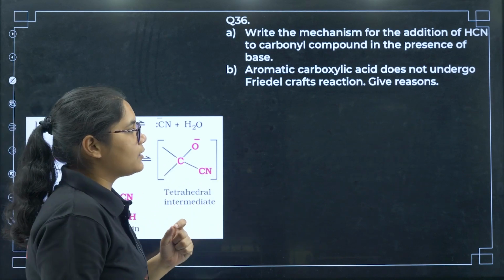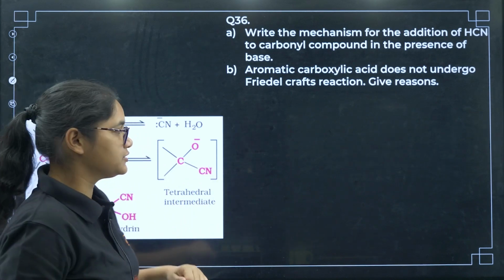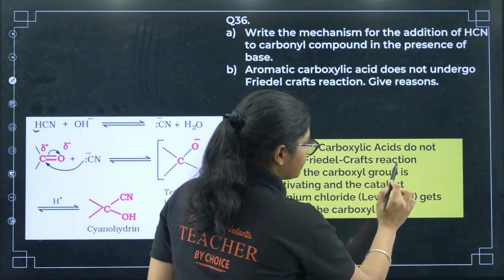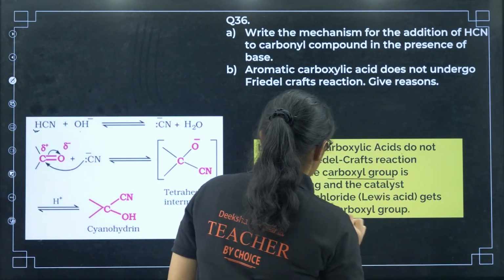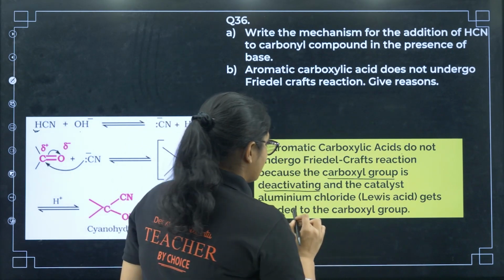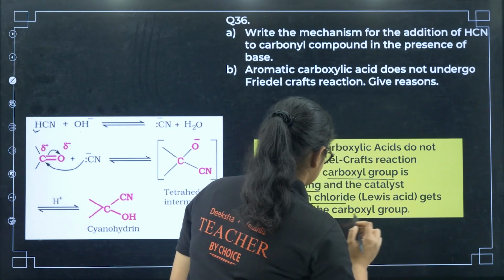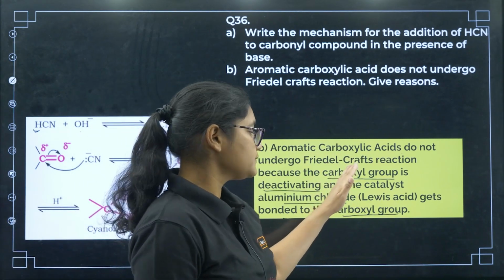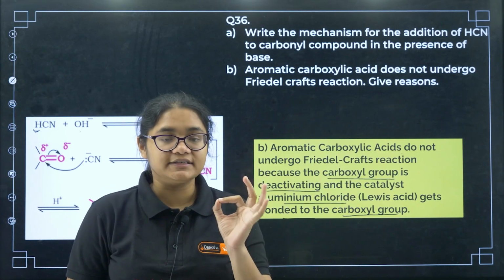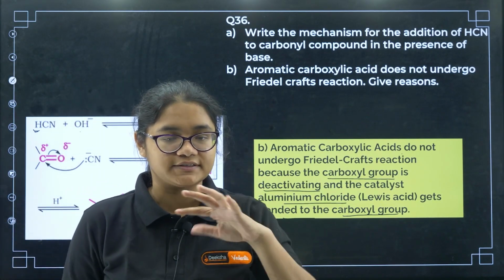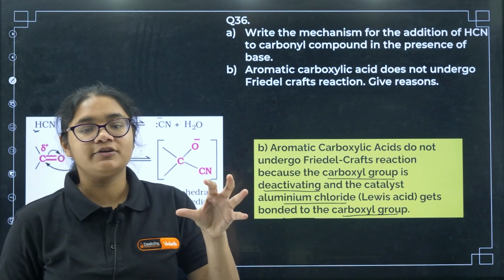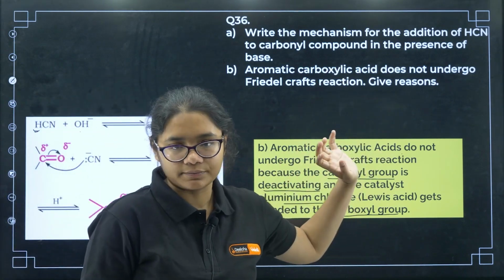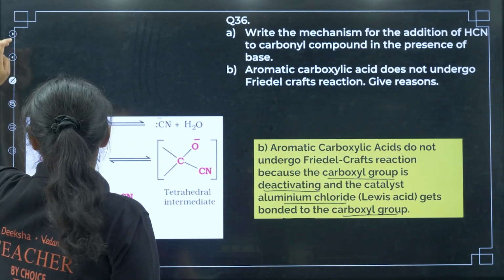Next, why does aromatic carboxylic acid not undergo Friedel-Crafts reaction? Because the carboxyl group is deactivating and the catalyst aluminium chloride, that is a Lewis acid, gets bound to the carboxyl group. First of all, the COOH group is an electron withdrawing group, so it is a deactivating group, and also it reacts with the aluminium chloride present in the Friedel-Crafts reaction. So 3 plus 2, 5 marks.